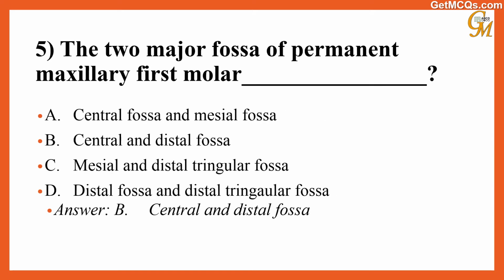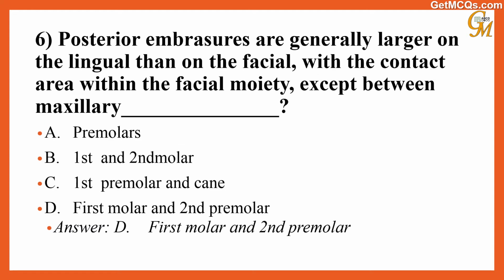5. The two major fossa of permanent maxillary first molar? Answer: B. Central and distal fossa. 6. Posterior embrasures are generally larger on the lingual than on the facial, with the contact area within the facial moiety, except between maxillary? Answer: D. First molar and second premolar.